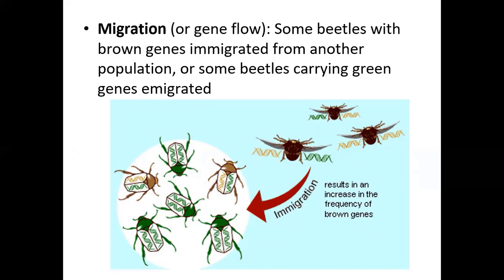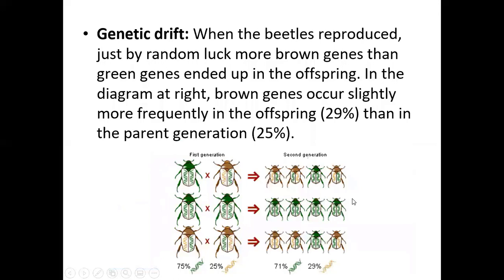Migration, or gene flow, could be when one group with their alleles moves in to another group. That would change the allele frequencies, the DNA frequencies, and as such, you again have evolution. Because really, evolution is just a change in allele frequencies, a change in the frequency of different genes. So that's migration, where there's immigration in or emigration out.